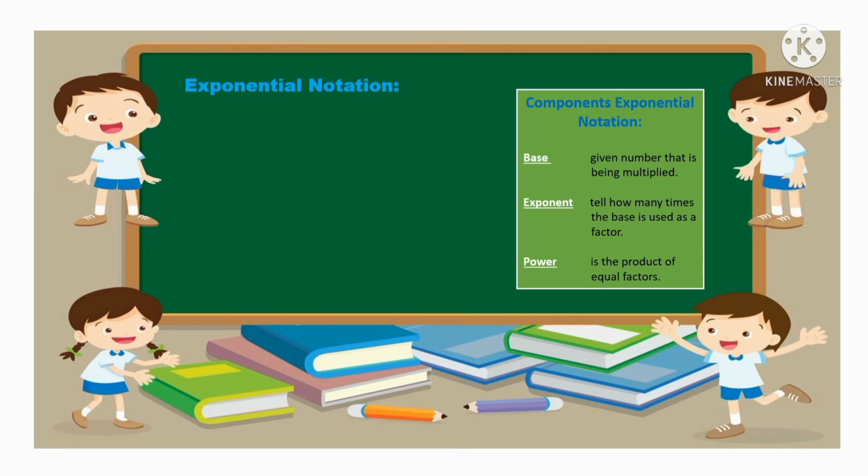So we have here an example. 3 squared. 3 is our base, 2 is our exponent, and the product of that particular number is 9. So that is our power. Another example, 7 cubed. 7 is our base, the exponent is 3, and the product is 343.